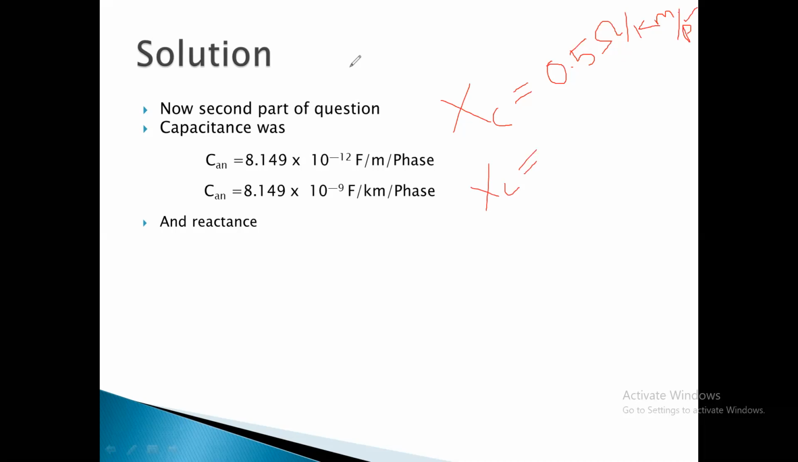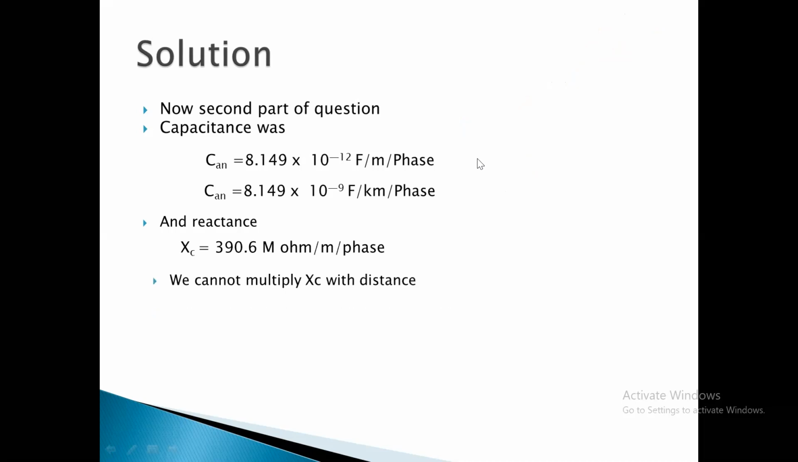So that's the confusion. That's what I want to tell you: we cannot multiply capacitive reactance like this. Keep in mind, in case of resistance, you can multiply. In case of inductance, you can multiply. But in case of capacitance, you cannot multiply. I'm telling you why now. You know, the reactance I have calculated over here: XC is equal to 390.6 megaohm per meter per phase.